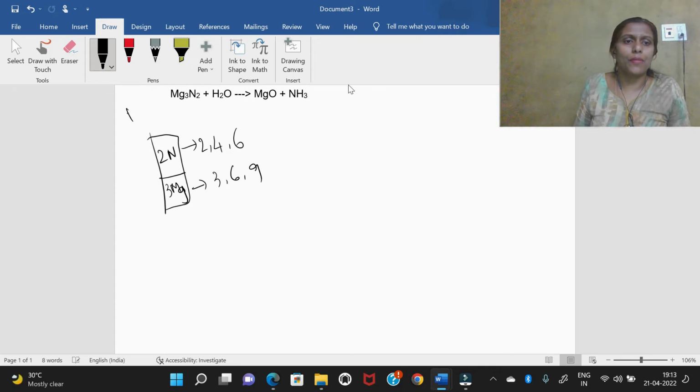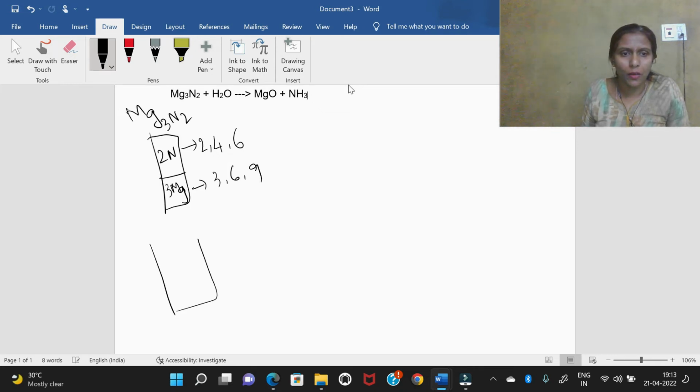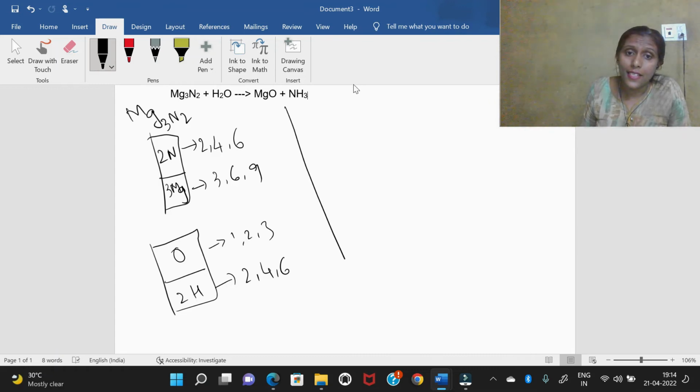So this came to be Mg3N2, right? Next, H2O: one bag supplies 2 kgs of hydrogen and 1 kg, or 1 atom, of oxygen also you can take. So hydrogen is coming in the multiples of 2, 4, 6. Oxygen is coming in the multiples of 1, 2. Okay, this is on the supply side from the government.